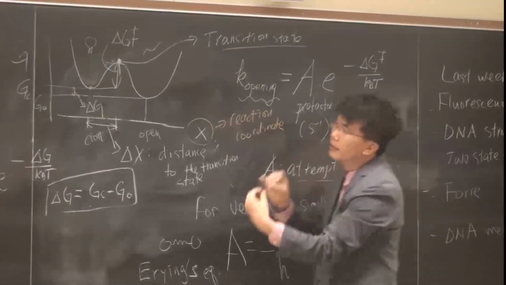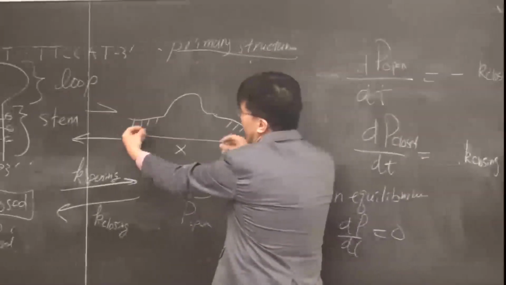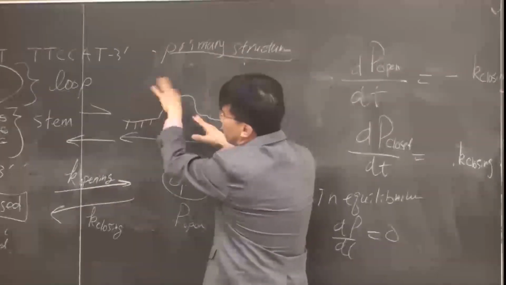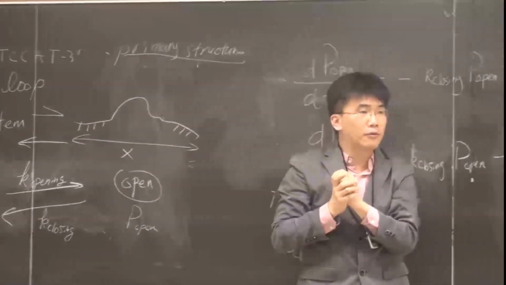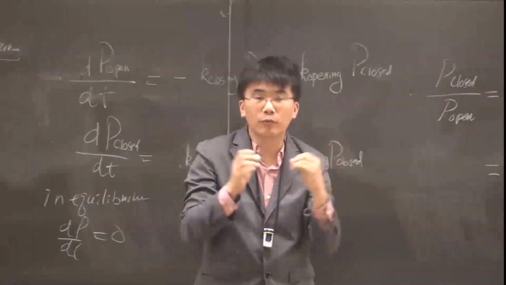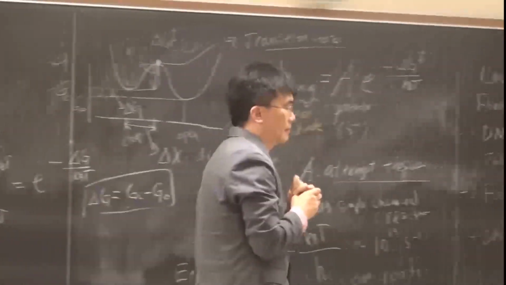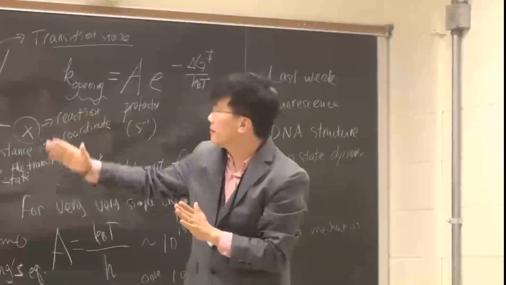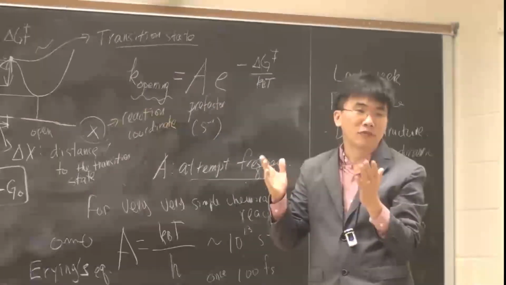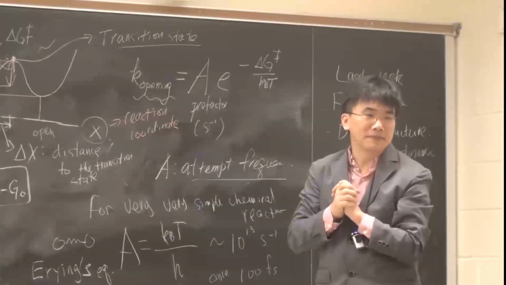Once you hold this DNA at a certain distance, then it'll undergo fluctuations, but they are quickly averaged out. So you only need to look at one coordinate. And this type of analysis is also called transition state theory.